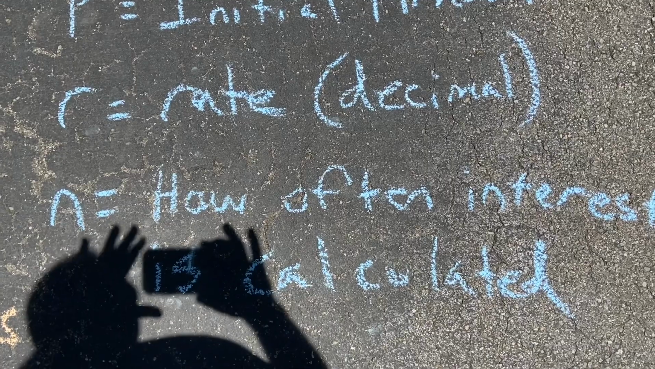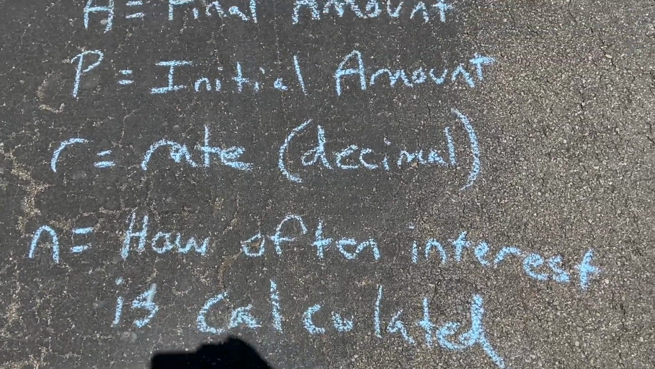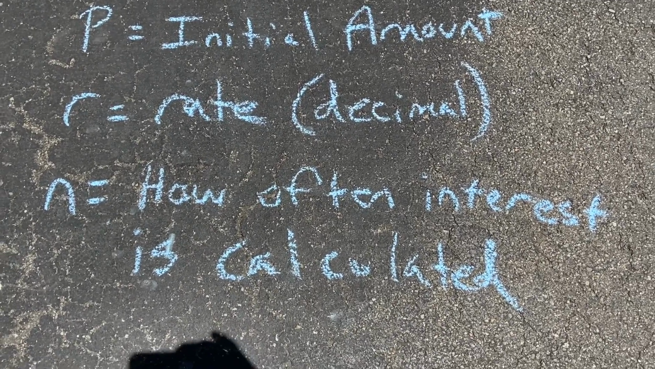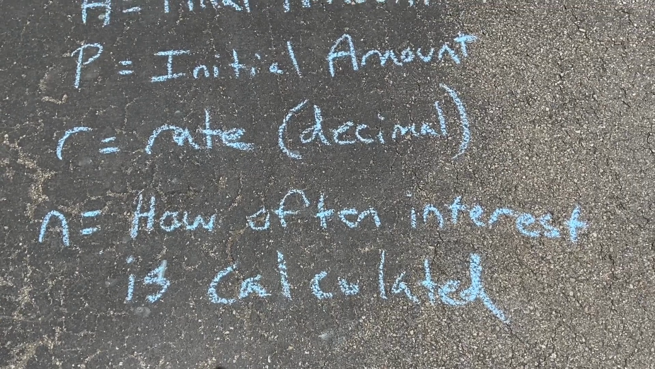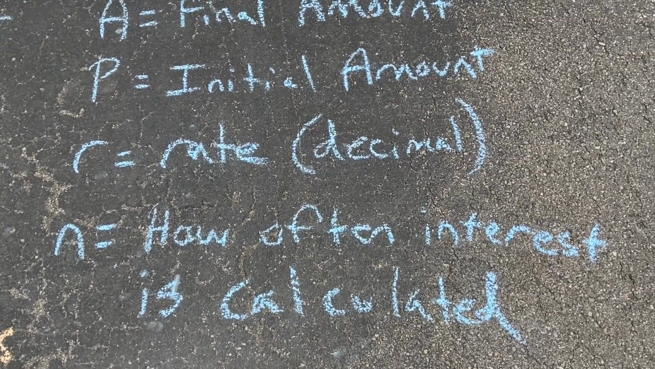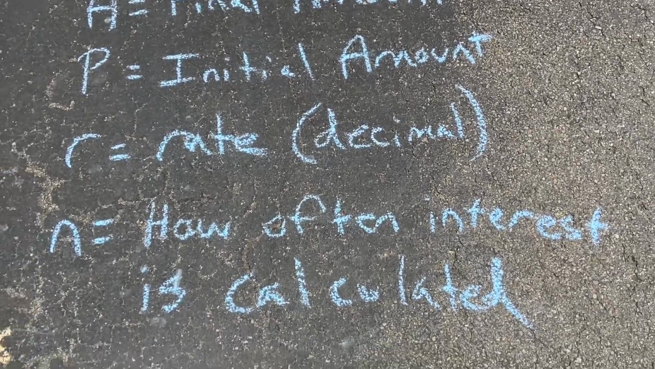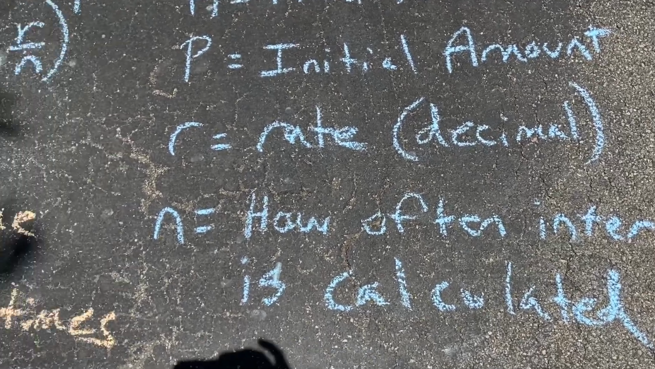N, this is kind of not tricky, but this is probably the more complicated part here. N is how often the interest is calculated in a year. All right. Now, you might say, well, isn't it just calculated once a year? Well, not always. It depends on the financial institution. All right. So let's go over and talk about some different ways interest might be calculated at different institutions.